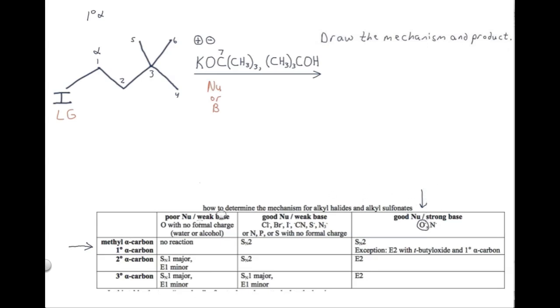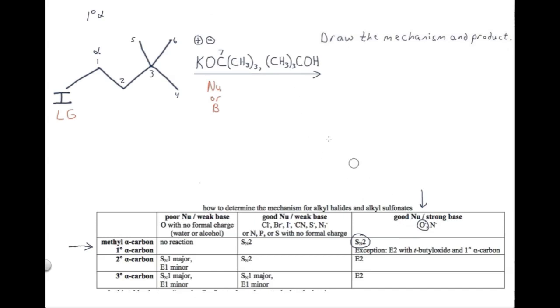Well, O- and a primary alpha carbon, that looks like it would be an SN2 reaction. But wait, notice that there's an exception in this cell, and the exception occurs when we have tert-butyl oxide. Well, that's what we have here, isn't it? Did you recognize that this is the condensed notation for tert-butyl oxide? This is the condensed notation for tert-butyl oxide.